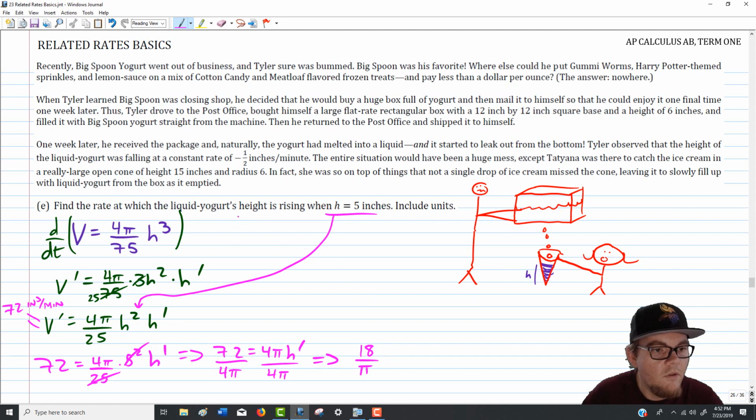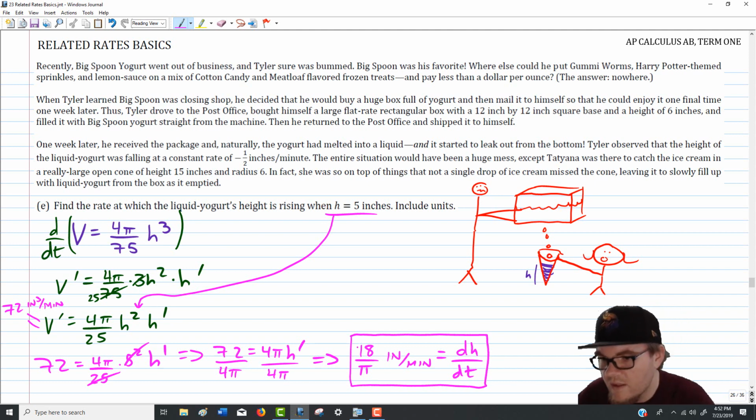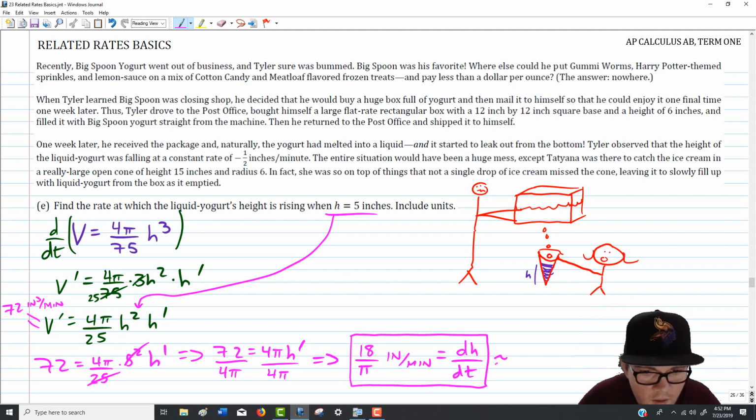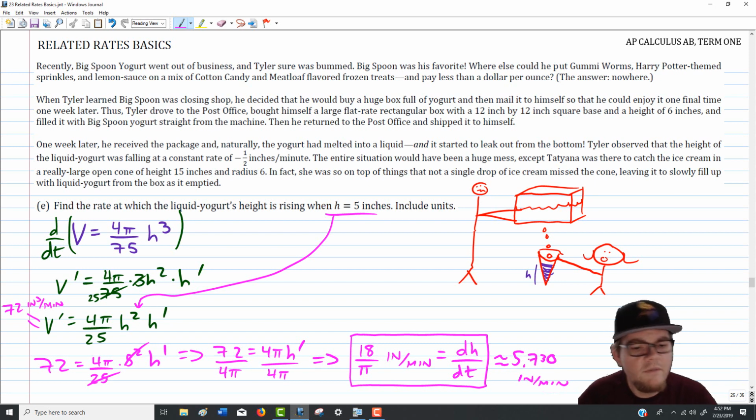As far as units, we're looking for the rate at which the height is rising, so that should be measured in inches per minute. That's dh/dt for the cone that Tatiana sticks out. If you're looking for the decimal version, it's approximately 5.730 inches per minute. So it's rising in the cone pretty fast. I hope it's a pretty big cone. Unfortunately, no, it's only a 15-inch tall cone. So Tatiana's going to have sticky hands pretty soon.